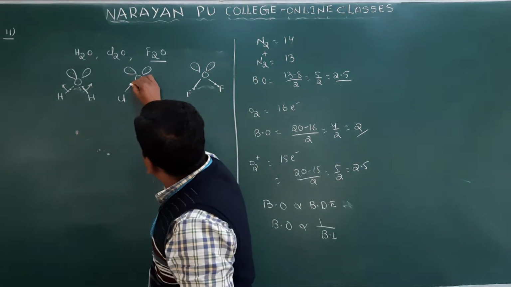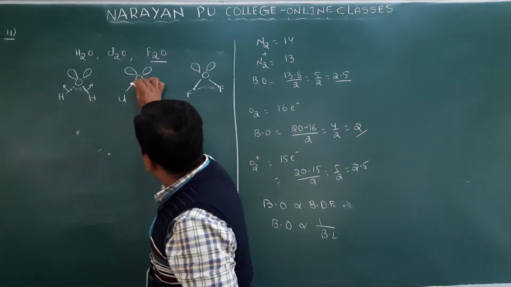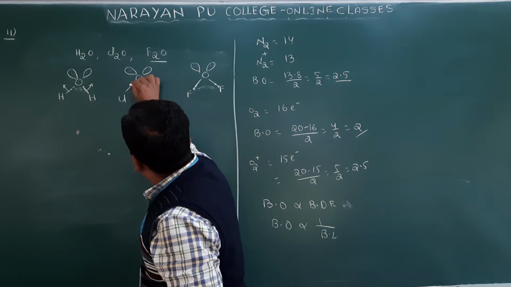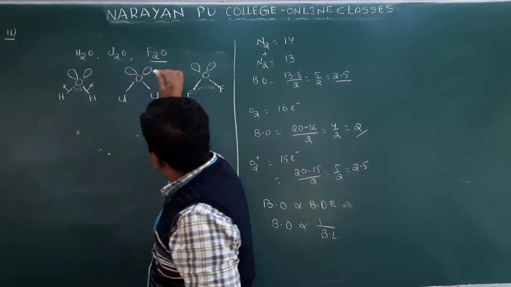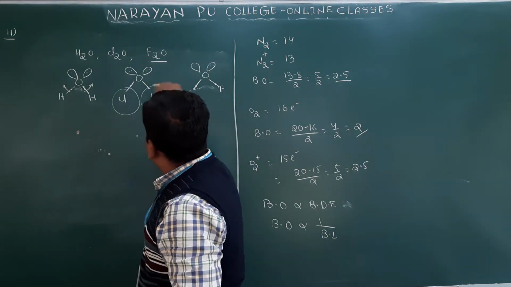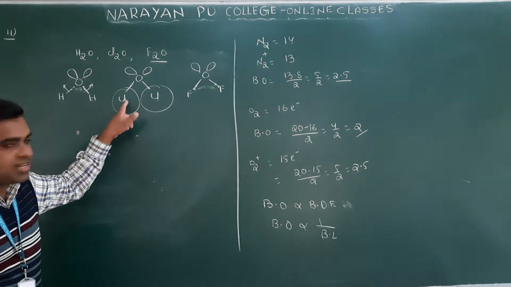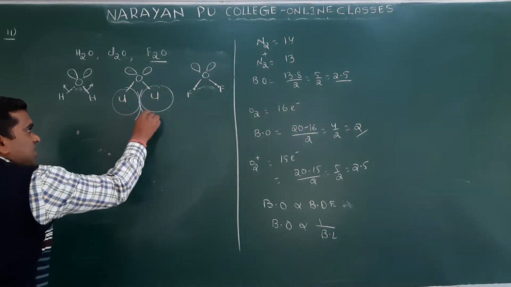Oxygen is more electronegative, but chlorine is not much less electronegative. So that's why these are not very close to oxygen. And here, these two chlorine atoms are bigger in size. When they are bigger in size, there will be a repulsion here.